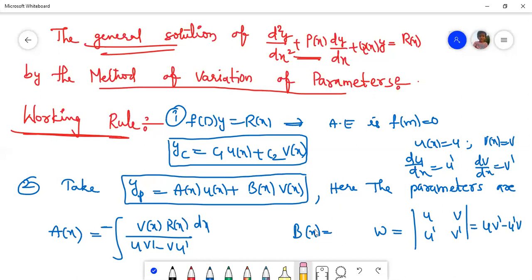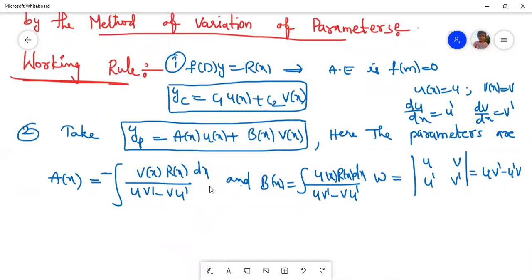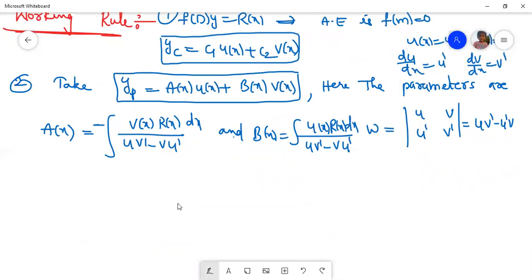So here in the denominator, u v dash minus v u dash. The other parameter is b of x equal to integral u of x into r of x dx by u v dash minus v u dash. By using these parameters, we can find out the a and b functions. Those functions can be substituted in yp, that is the above assumption. This is the second step.